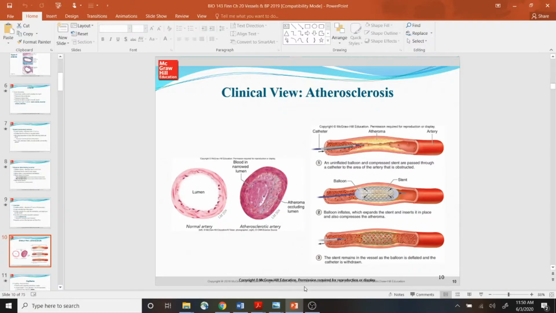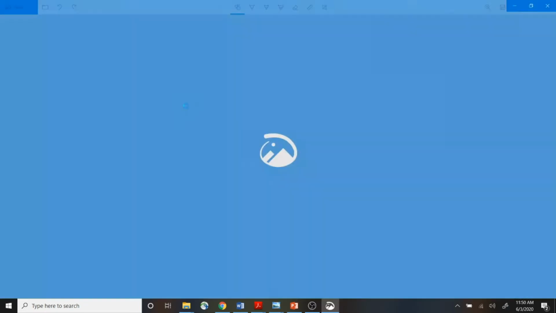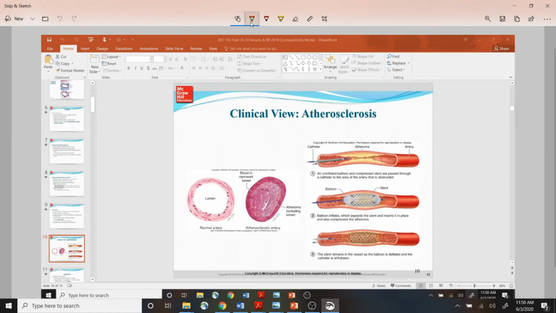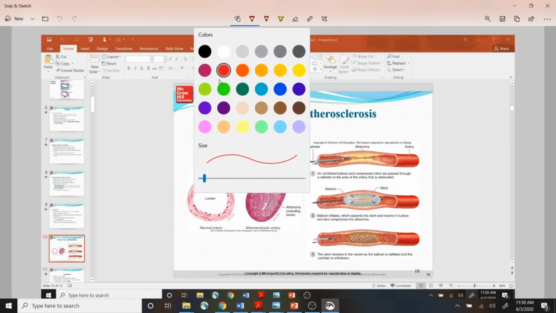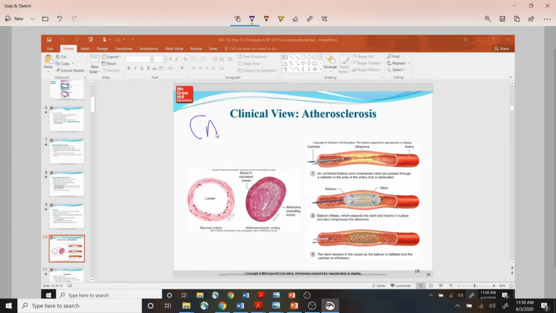And that video will also talk about CABG, C-A-B-G, which is coronary artery bypass graft. Let me write that up here. CABG. And so the video will talk about how you're actually bypassing, coronary artery bypass graft or bypass surgery. That's basically what this is.